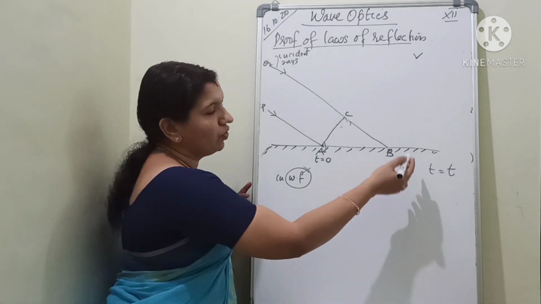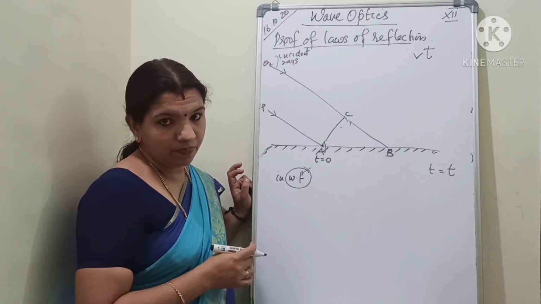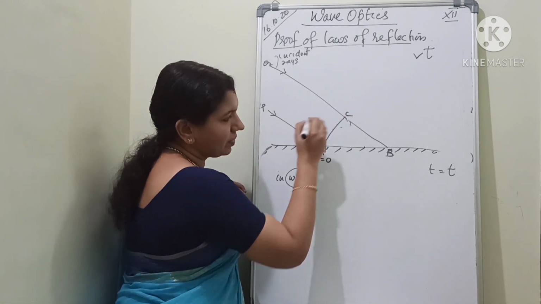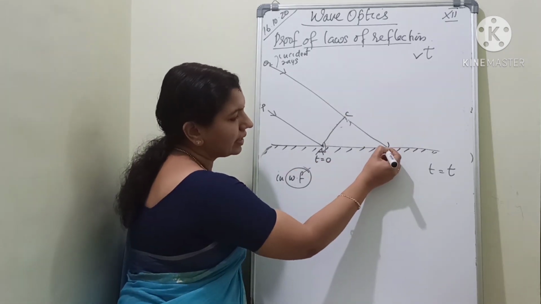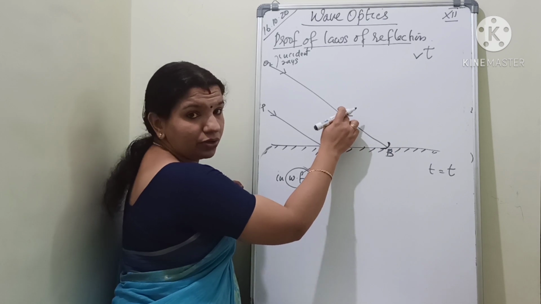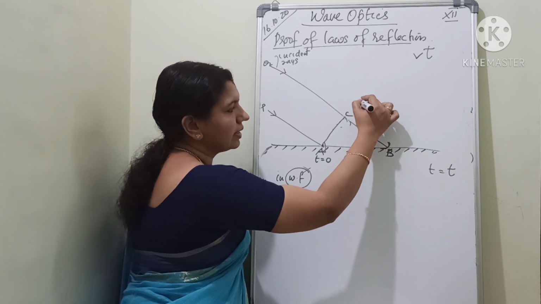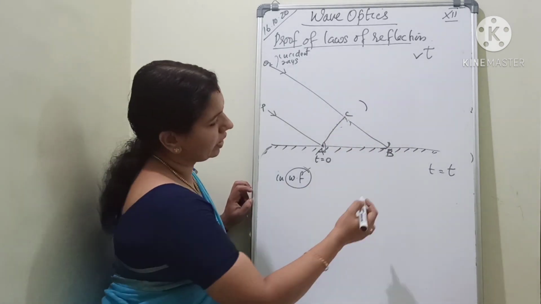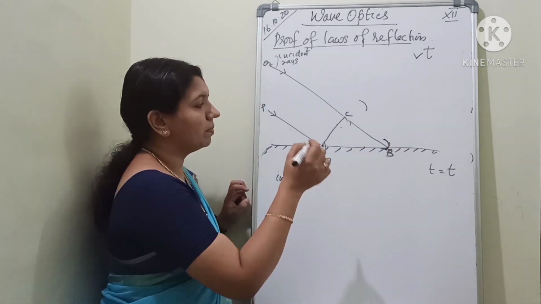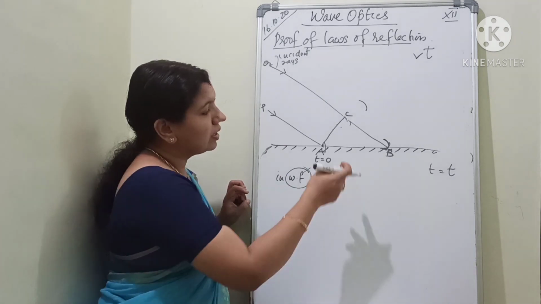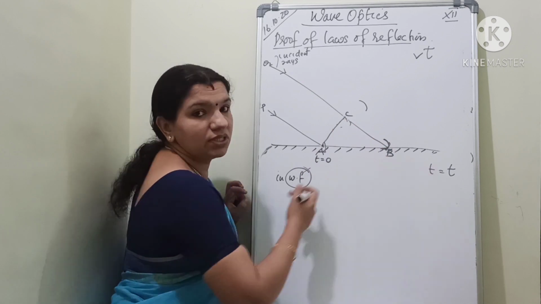Okay. For that, you know this is a medium in which the speed of the wave is v and the time we considered is t. So what is the distance traveled? It is v into t. So from this point, if I am considering a distance of v into t, I can draw an arc here, isn't it? From this point, I can draw an arc here, and from this point, I can draw an arc here. So these are the two arcs drawn for the different wavelets at a time t.